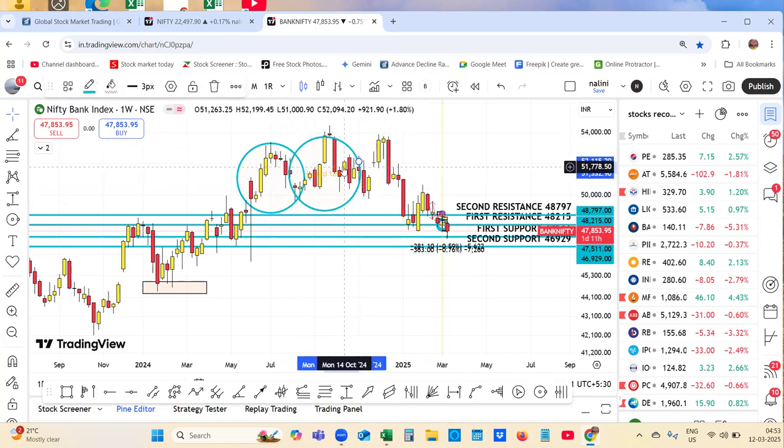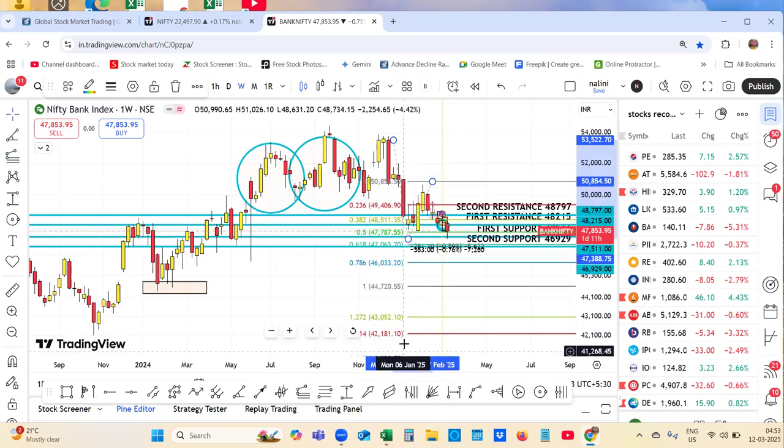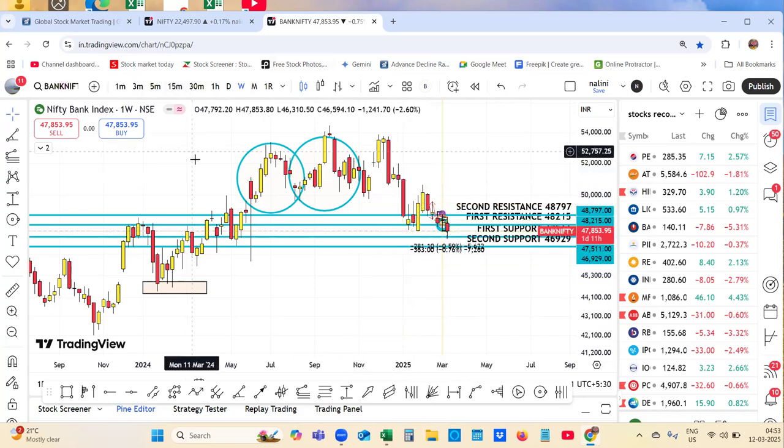After completing 3 circles, the next circle is coming down. The 1 and 2 it has made. This looks like an ABCD pattern. For the Bank Nifty, the market might not have completed. It can even extend to 44,720 in the coming days. It may be a slow and steady correction in the market.